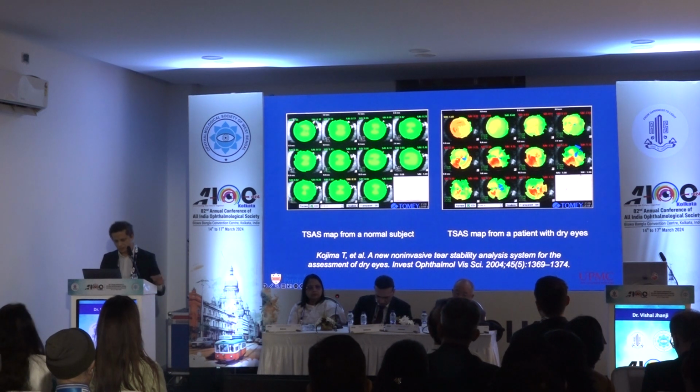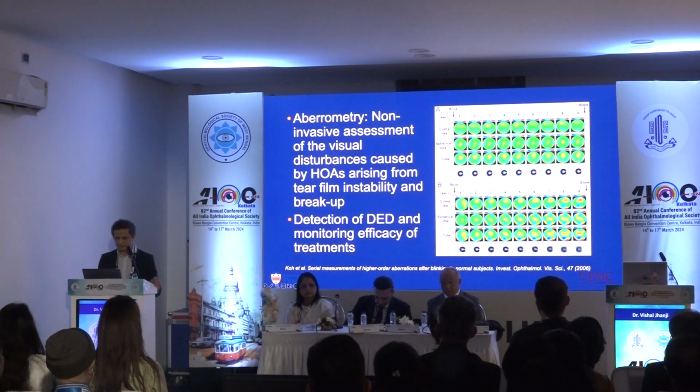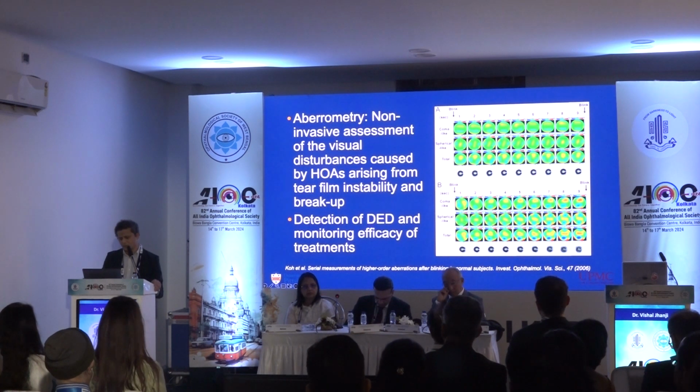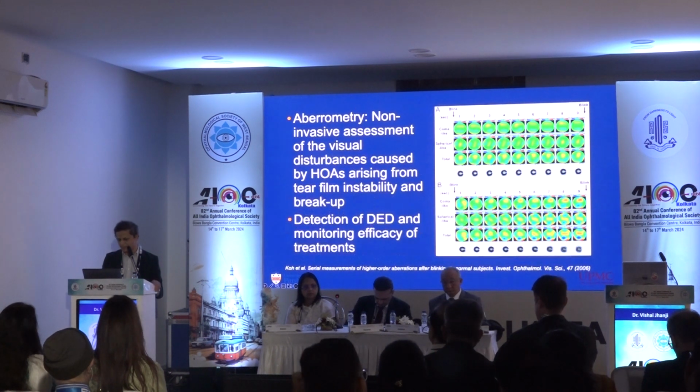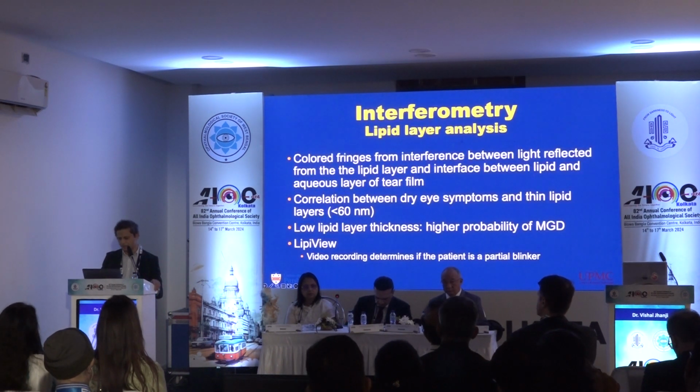Of course, the all green image is from a normal patient, and you can see the TSAS map from a patient with dry eyes. You can use aberrometry. Basically, it's a non-invasive assessment of visual disturbances that can detect dry eye disease, and you can again monitor the efficacy of treatment. So basically, the concept is the same. You're looking at the surface irregularity index.